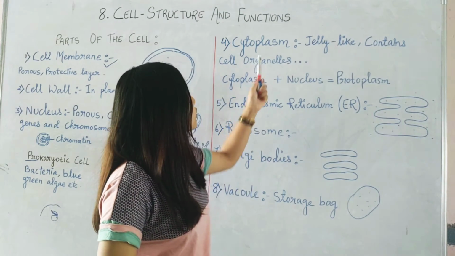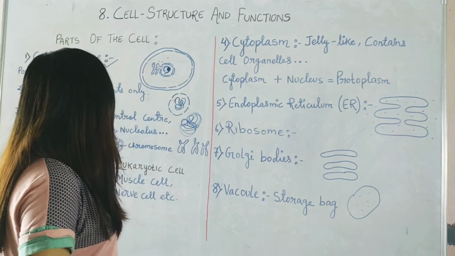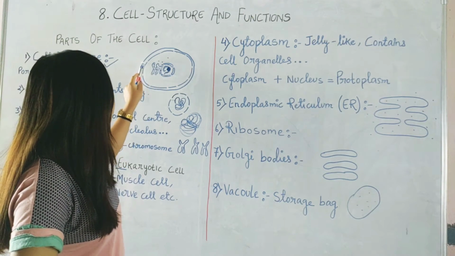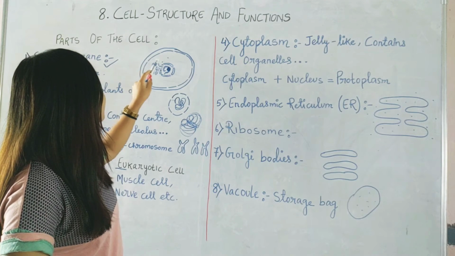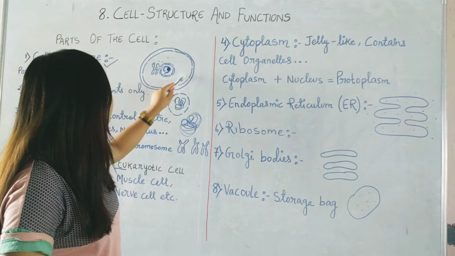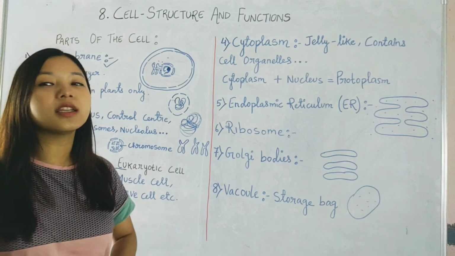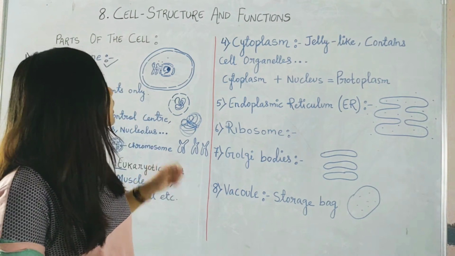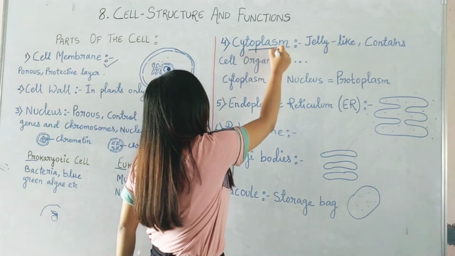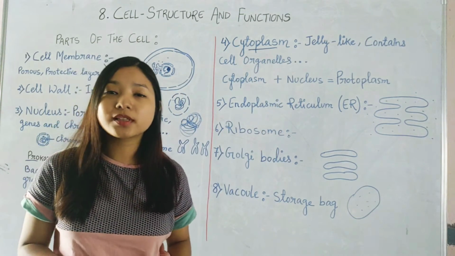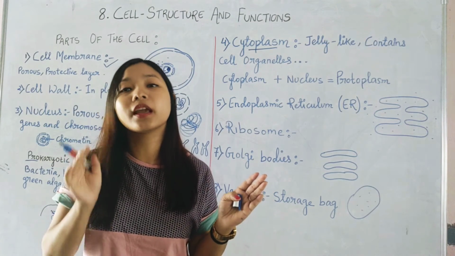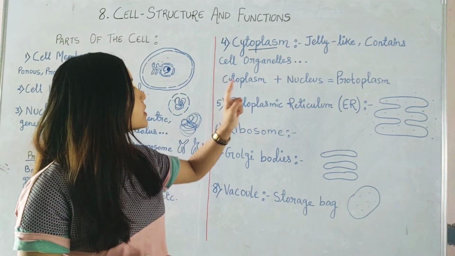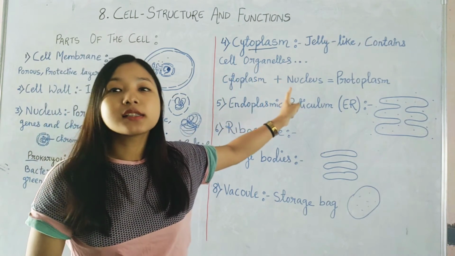Next is cytoplasm. Here, this is the cell membrane and this is the nucleus. Between the cell membrane and the nucleus, this whole space is filled with a jelly-like substance, and that jelly-like substance is called cytoplasm. The jelly-like substance present between the cell membrane and the nucleus is called cytoplasm, and cytoplasm contains all the cell organelles.